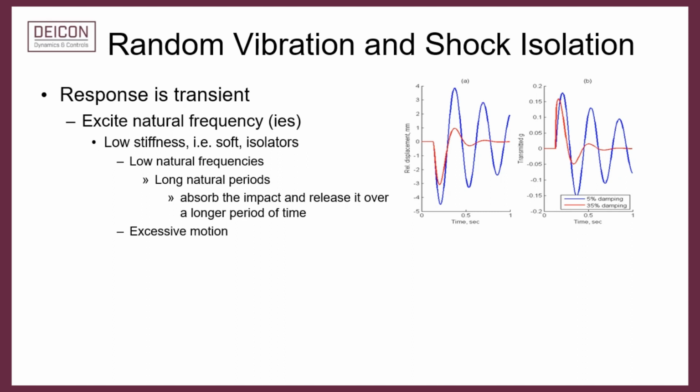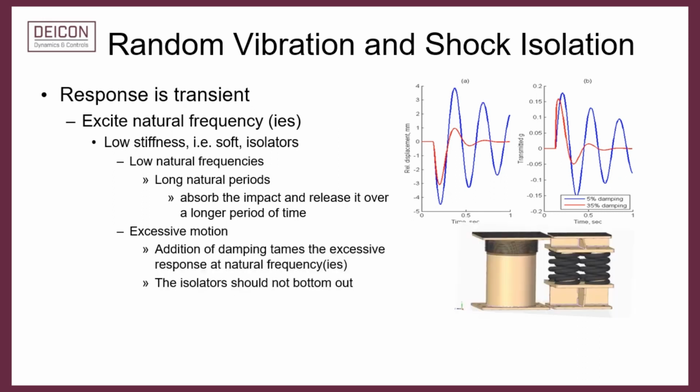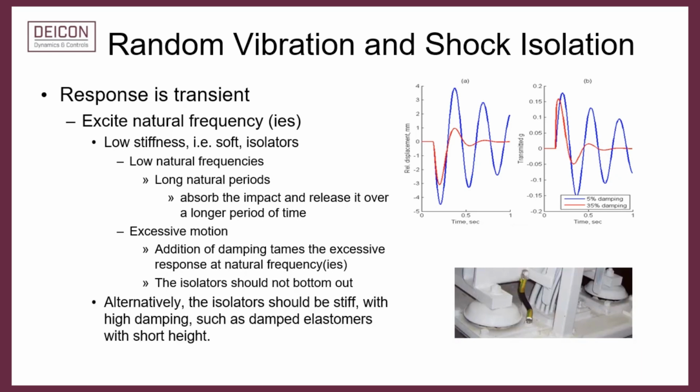For random vibration and shock isolation, the isolators should be soft with a sizable amount of damping. An example of such isolators is metal springs paired with viscous dampers. To avoid having excessive equipment motion, the isolators should be stiff with high damping. Damped elastomers with short height are an example of such isolators.